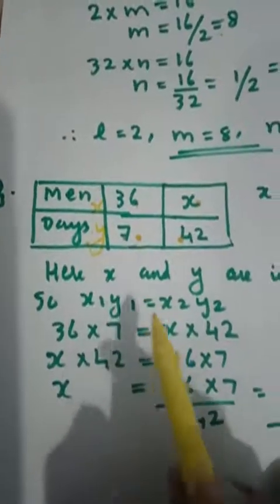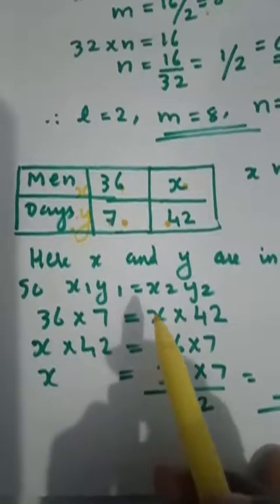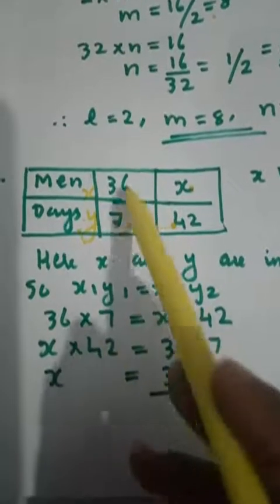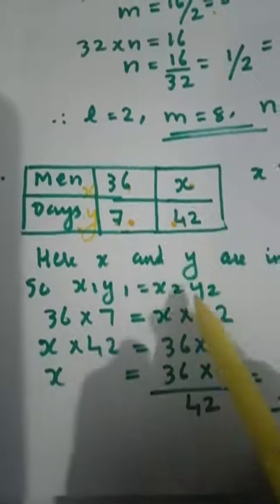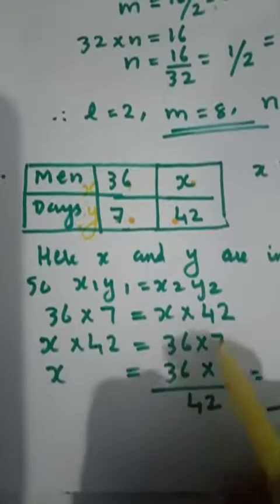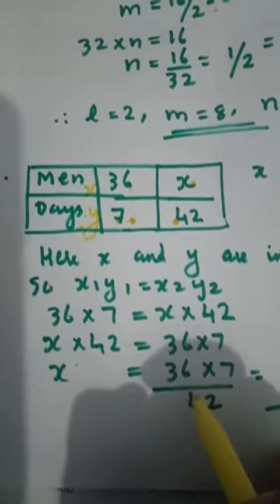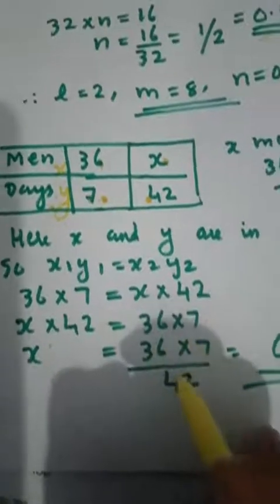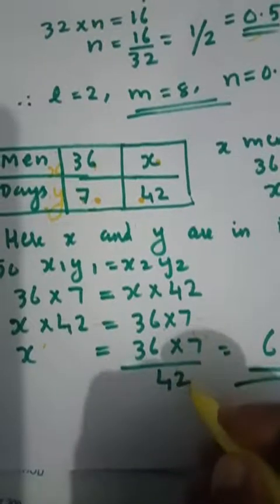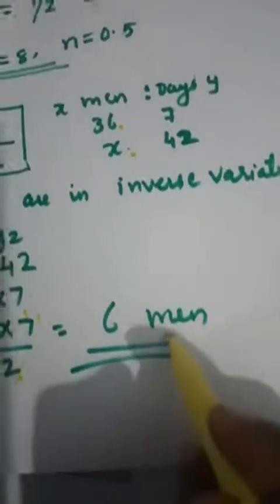So this is inverse variation. So we can write x1 into y1 is equal to x2 into y2. x1 means 36, y1 is 7. 36 into 7 equals x into 42. We can write x into 42 equal to 36 into 7. So 42 goes to the opposite side: x equals 36 into 7 by 42. 1 7 is 7, 6 7s are 42. Now 1 6 is 6, 6 6s are 36. So 6 men.